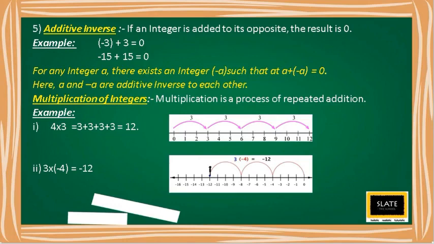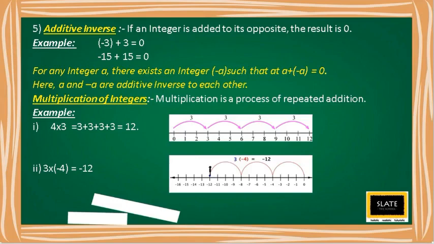Let us see one more example, children. 3 into minus 4. As we have a negative integer, we have to move towards the left side of 0. Here 3 is being multiplied by minus 4. So starting from 0, we need to jump 3 times covering 4 numbers in each group. So 0 to minus 4, minus 4 to minus 8, minus 8 to minus 12. Therefore, 3 into minus 4 is equal to minus 12.